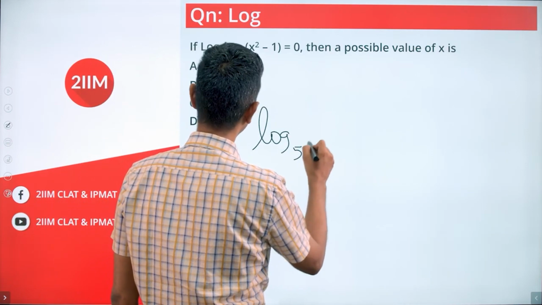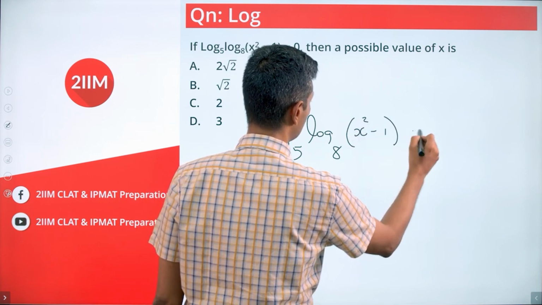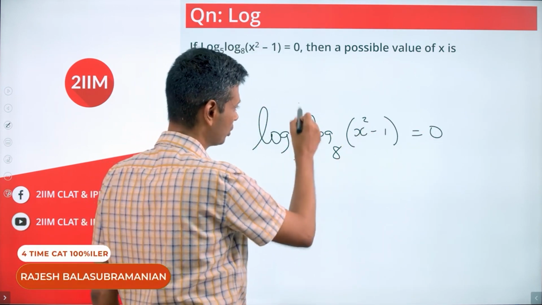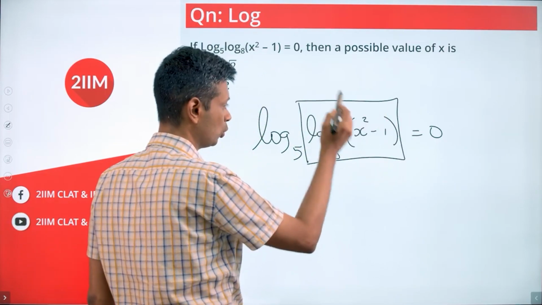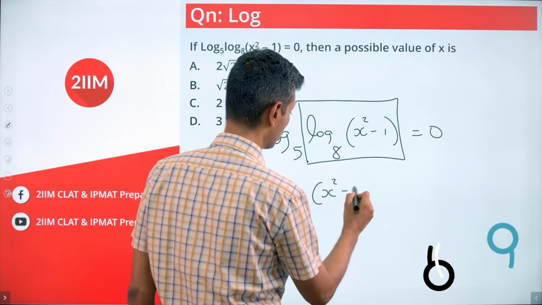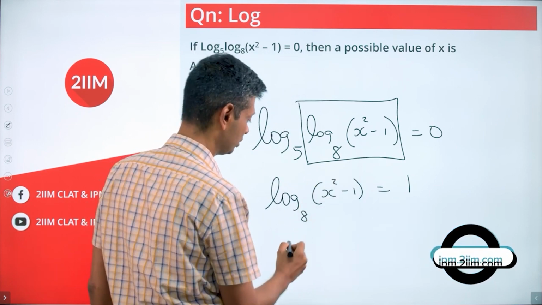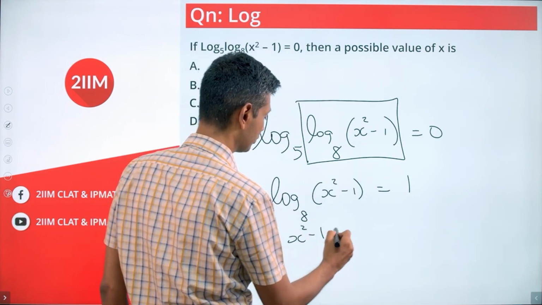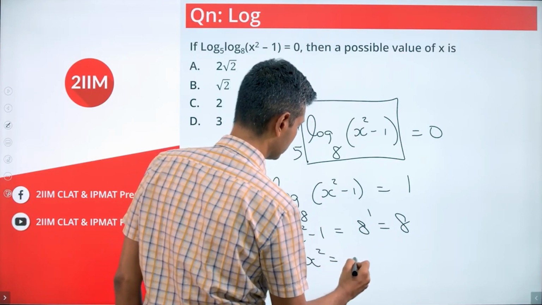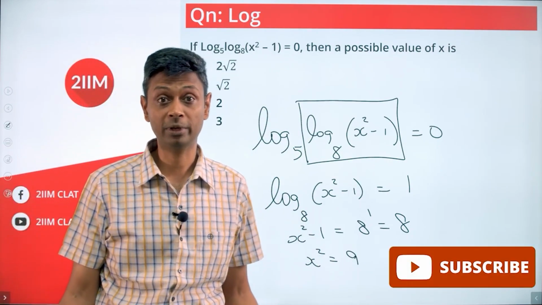Log to the base 5, log to the base 8 of x square minus 1 is 0. Lovely. Log something to the base 5 is 0, so this something should be 5 power 0, which is 1, or log to the base 8 x square minus 1 should be 1. Log something to the base 8 is 1, so that something is 8 power 1, which is 8, or x square is 9. X square is 9, or x is plus or minus 3.